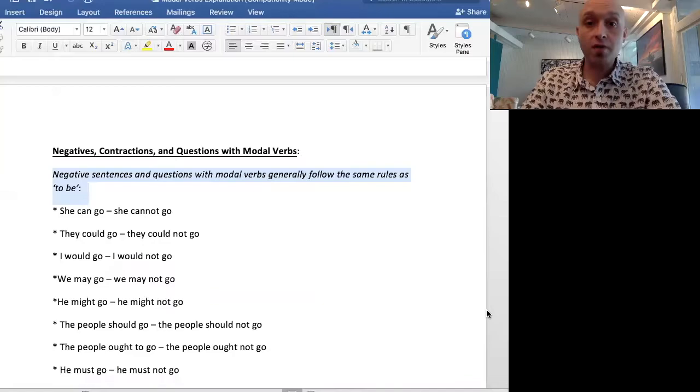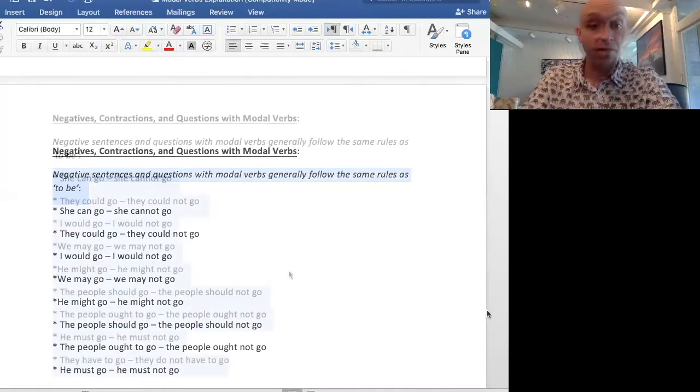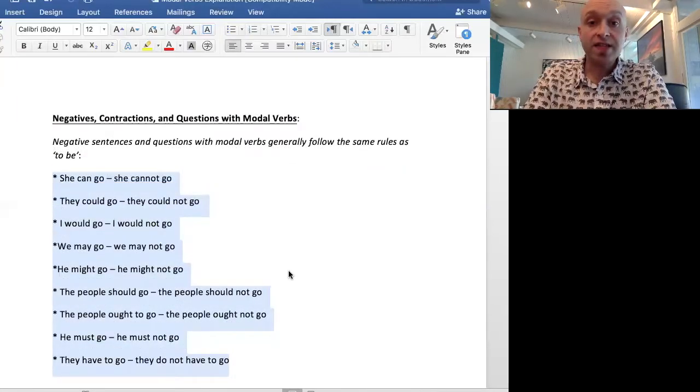Now we're going to talk about negative sentences with modal verbs, and they follow basically the same rules as to be. So if you've seen the previous lessons using to be in affirmatives and negatives and questions, then you will understand these rules and recognize the pattern that exists with modal verbs and to be in both negative constructions and interrogatives or questions. So let's take a look at some examples of negative sentences with modals.